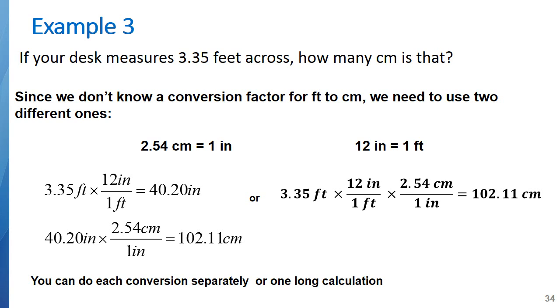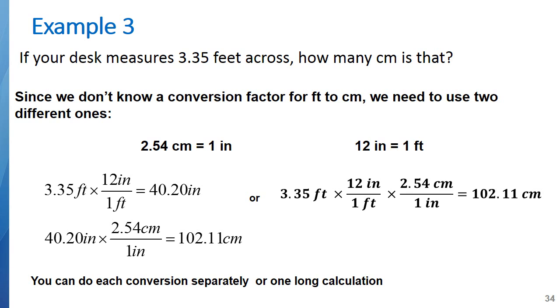We know that there's 12 inches in a foot. So what I'm going to do is take my 3.35 feet, convert that first to inches. So there's 12 inches per 1 foot, put the feet on the bottom, the inches on top, and so 3.35 feet is the same as 40.20 inches.